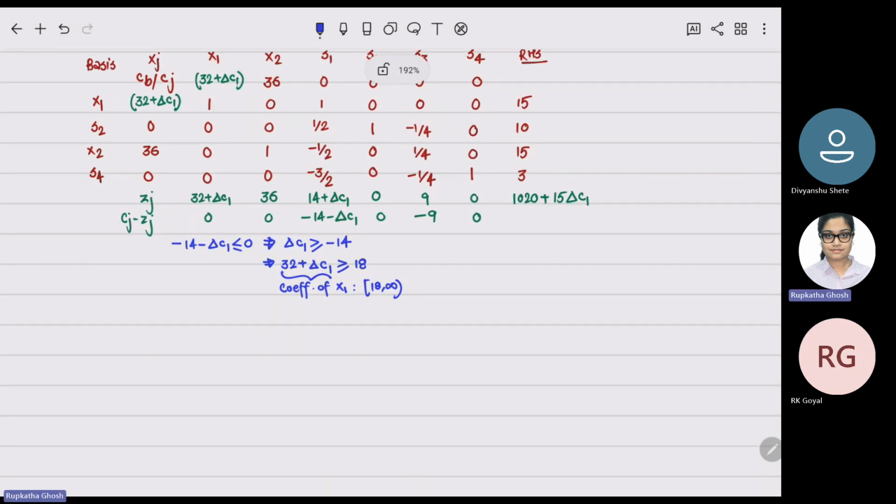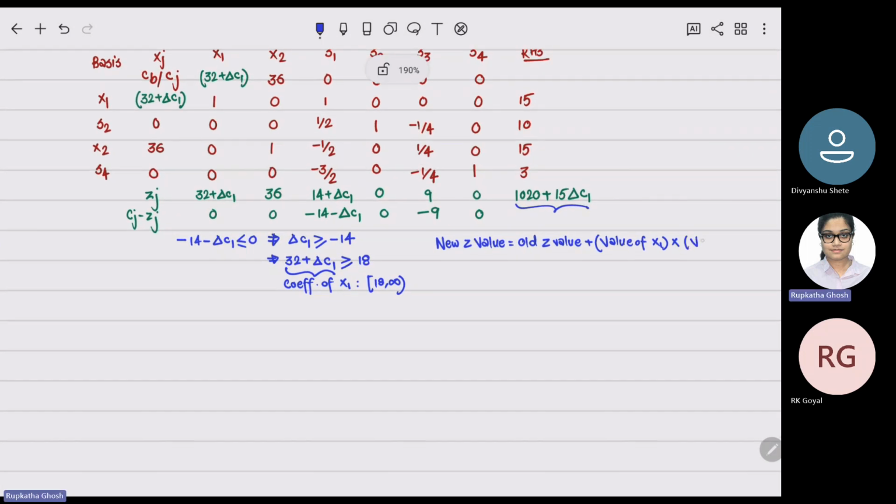And in case it varies, your new z value will become this. New z value is nothing but old z value, or objective function value, plus the value that you have of x1 into the value of delta C1. So in this case it would be 1020 plus 15 into delta C1, and delta C1 can vary from -14 to infinity. Got it?